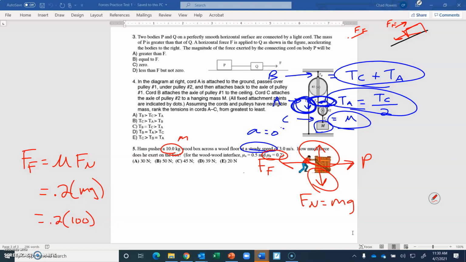But the key here is that it's a steady speed, which means there's no acceleration, which means that there is no net force, and these 2 things have to be equal to each other. So I can find the push force by finding the friction force.